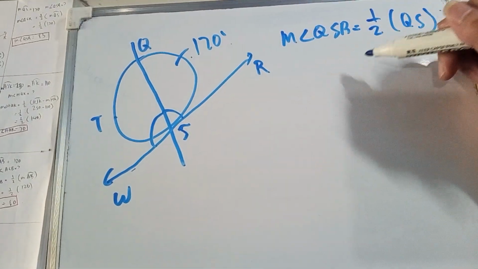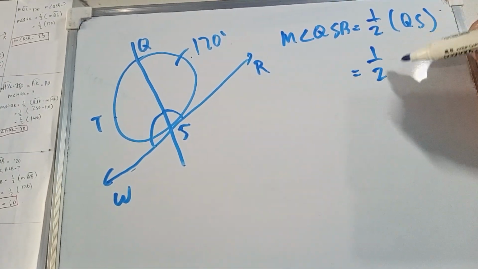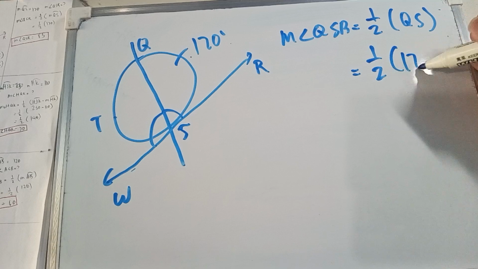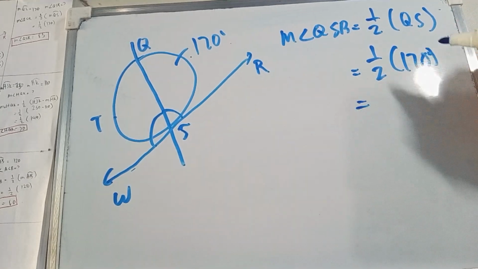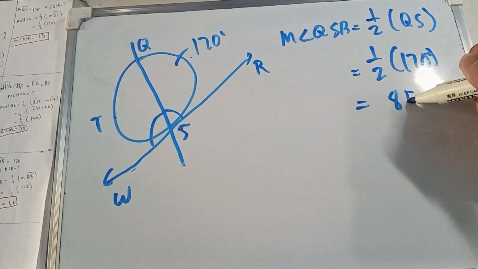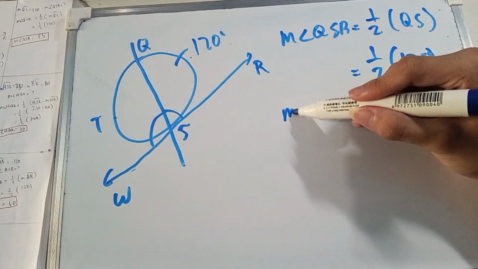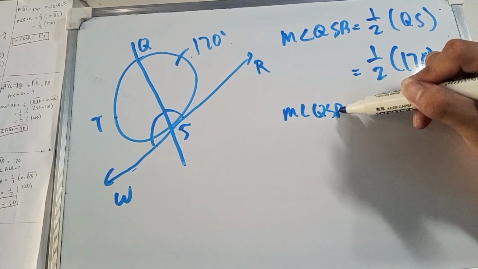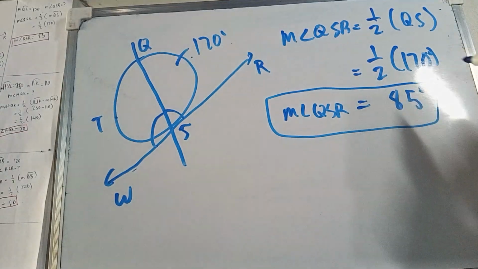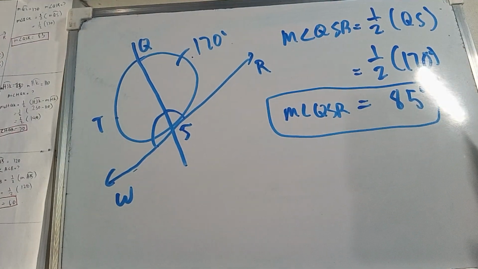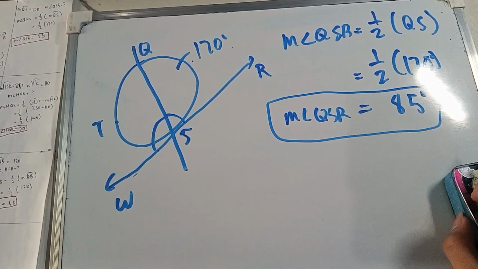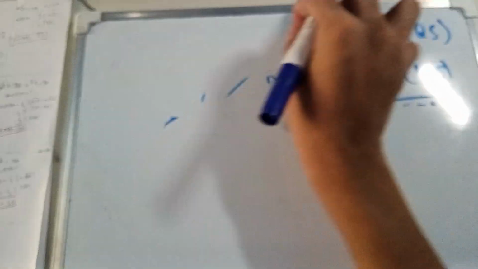Now, the measure of QSR is equal to 1/2 of QS, which is 170, and half of 170 is 85. Therefore, our measure of angle QSR is 85 degrees. So on to our next theorem.